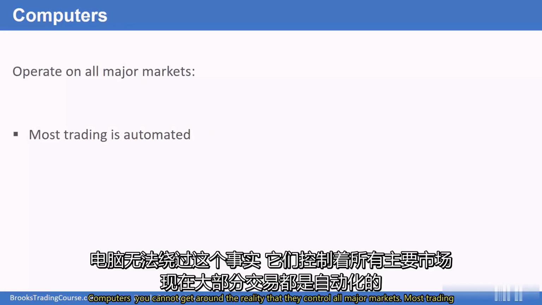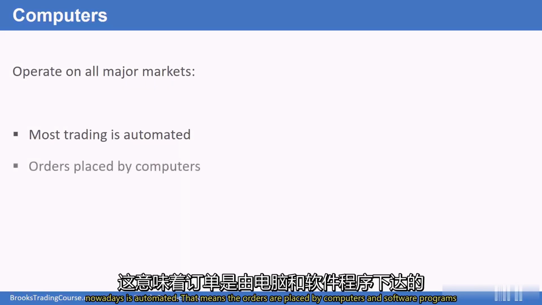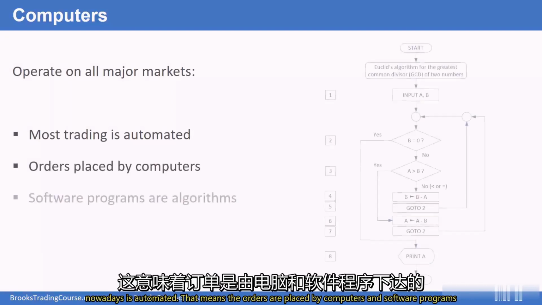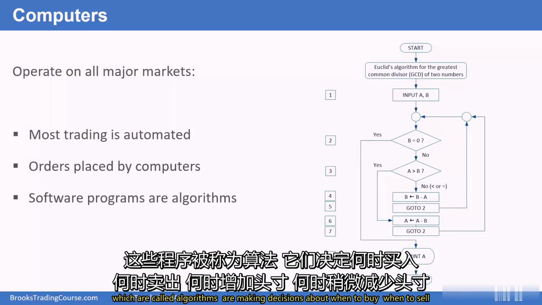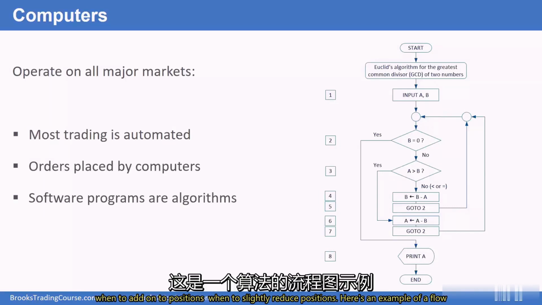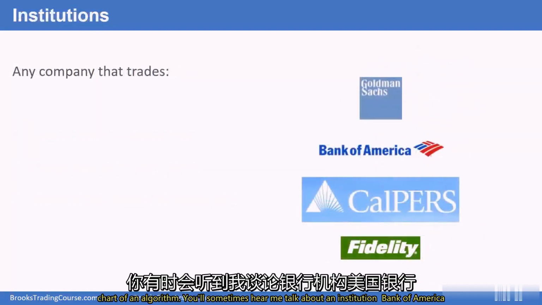Computers cannot get around the reality that they control all major markets. Most trading nowadays is automated. That means the orders are placed by computers, and software programs, which are called algorithms, are making decisions about when to buy, when to sell, when to add on to positions, when to slightly reduce positions. Here's an example, a flow chart of an algorithm.